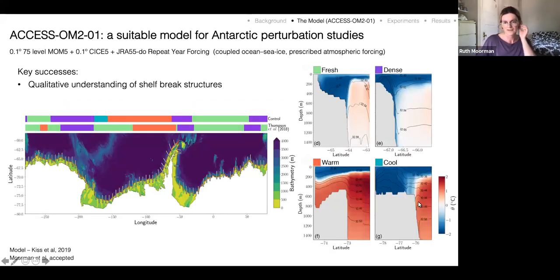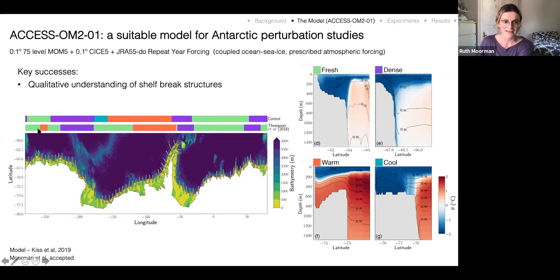So to give a bit of justification as to why we might want to use this model and what its successes are in this region of the ocean that is quite hard to get right and quite hard to resolve, I'm just going to show you a couple of the key successes of ACCESS in the Antarctic region. One of those is that the model does a really nice job of representing the spatial distribution of these different broad qualitative shelf break dynamical regimes that I described a little bit in that previous slide.